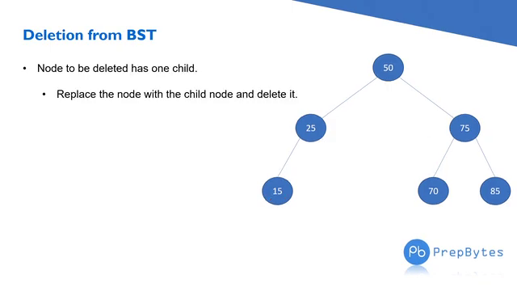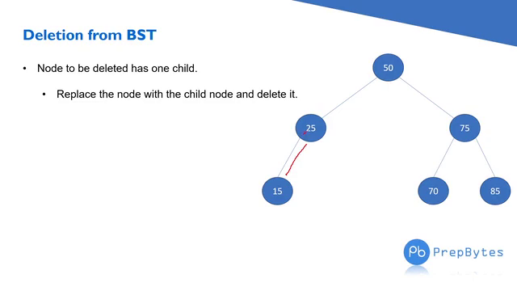Next case is the node to be deleted has a single child. For example, I want to delete 25. So 25 only has one child, that is 15, and it does not have a right child. It only has a single child. So in this case, replace the node with the child node.